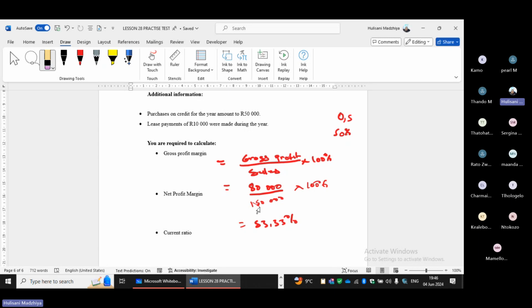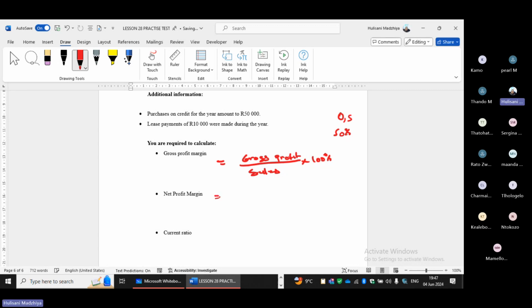So this means that out of the 100% of revenue generated, 53% of that total revenue is the realized profit after cost of sales. So that's what it actually just means in simple terms. Sorted? Yes. All right.